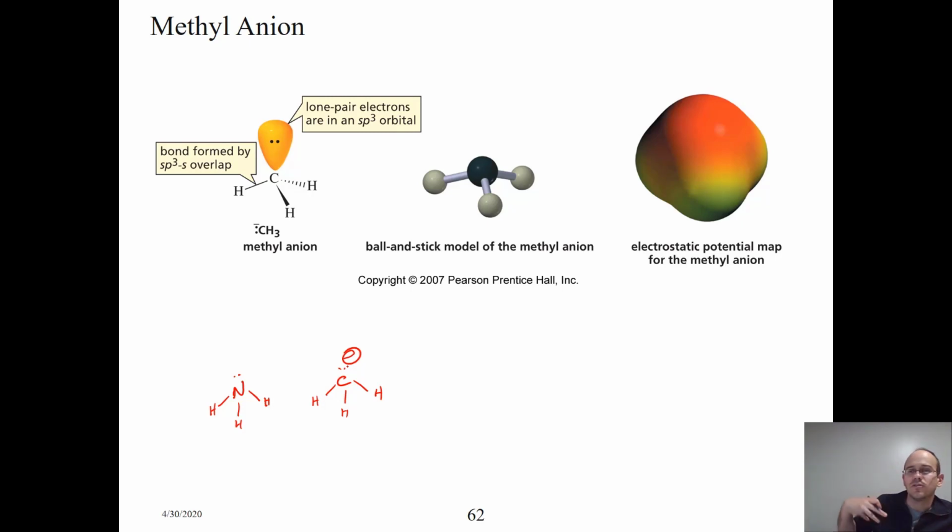It's going to adopt that tetrahedral electron configuration, trigonal pyramidal molecular configuration, as shown here. The electrostatic potential map is going to show that there's a lot of electron density above the molecule, and that's indicating that the anion is in an sp3 hybridized orbital focused on one side of the molecule. So 4 electron groups, behaves like ammonia, behaves like anything else with 4 electron groups. It's going to be sp3 hybridized.